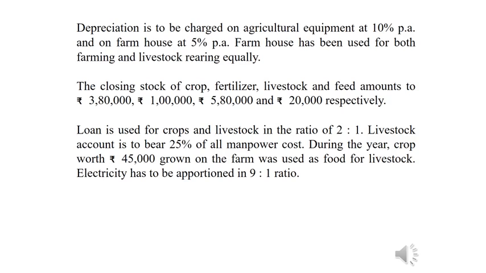Then closing stock information is given. Crop, fertilizers, livestock and feed amounts to 3,80,000, 1 lakh, 5,80,000, 20,000 respectively.